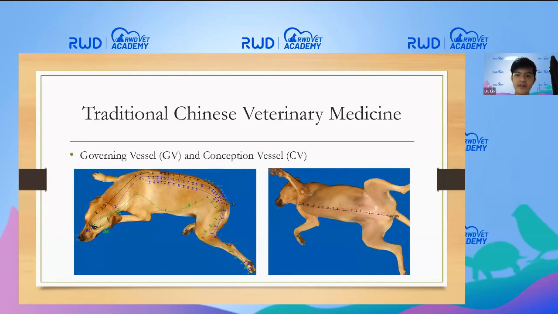And then the governing vessel and conception vessel, we call them the GV and CV. These two extraordinary meridians run down the center of the body. Energetically, both meridians can address local problems along the channel. In addition, GV and CV are important because they affect the internal organs and the deepest energy in the body.